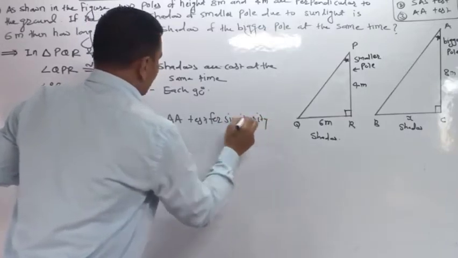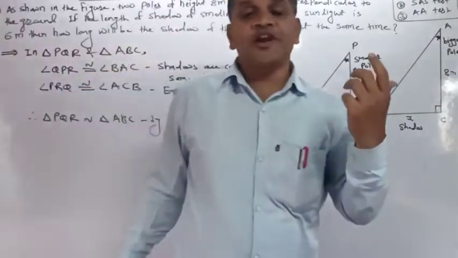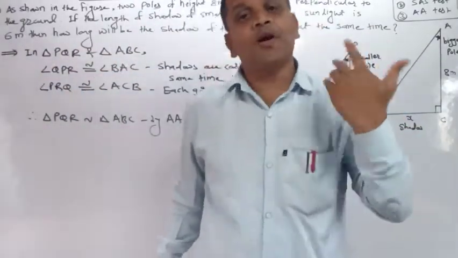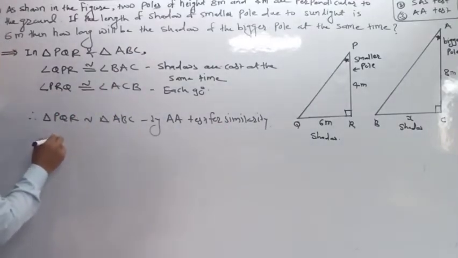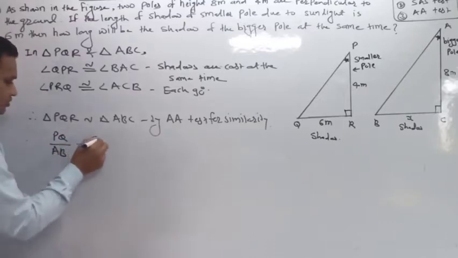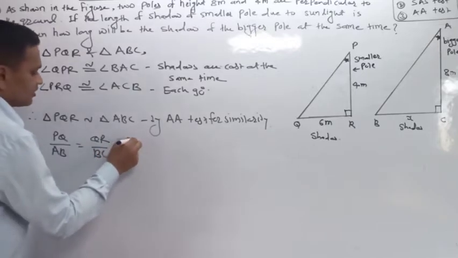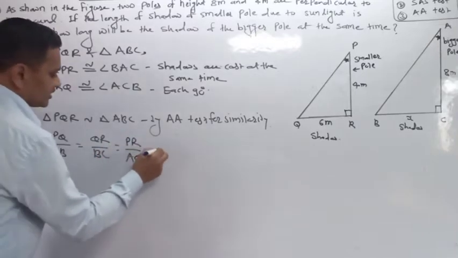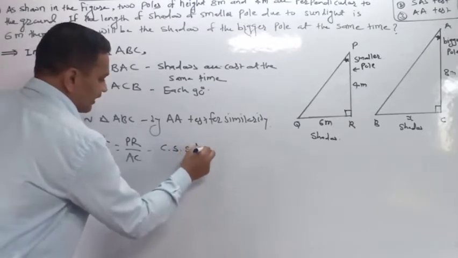Now, if two triangles are similar, then their corresponding sides are in the same proportion. Here two triangles are similar, therefore their corresponding sides are in proportion. Therefore, PQ divided by AB equals QR divided by BC equals PR divided by AC. That is, corresponding sides of similar triangles.